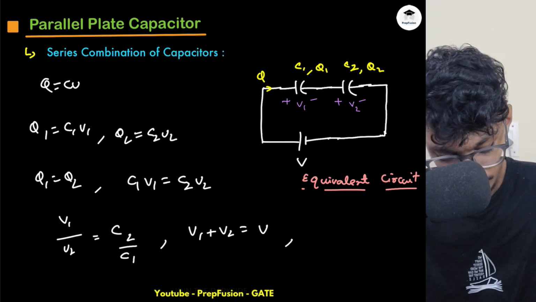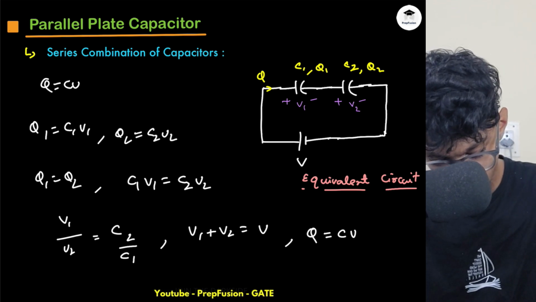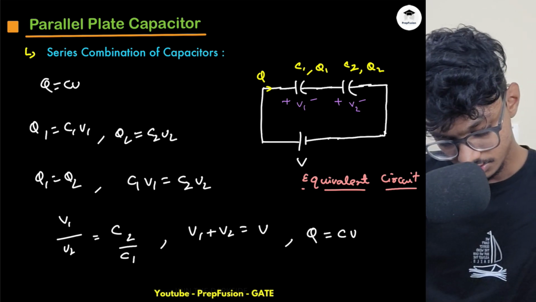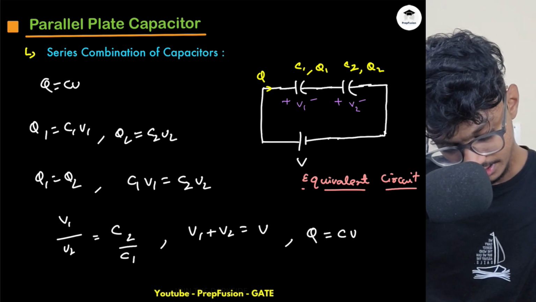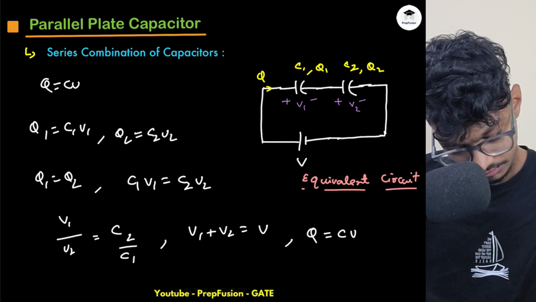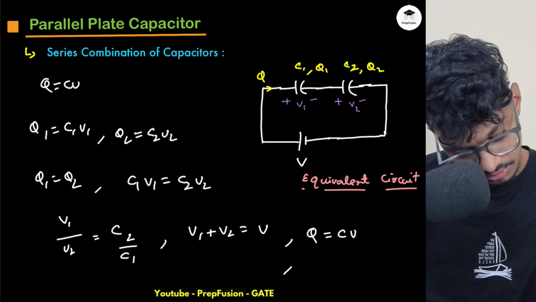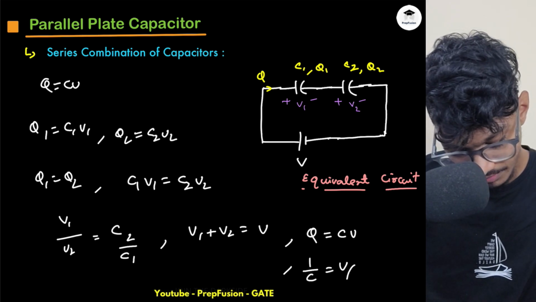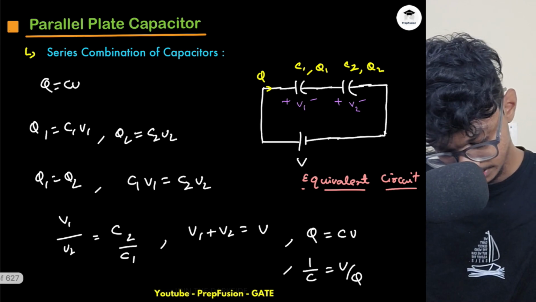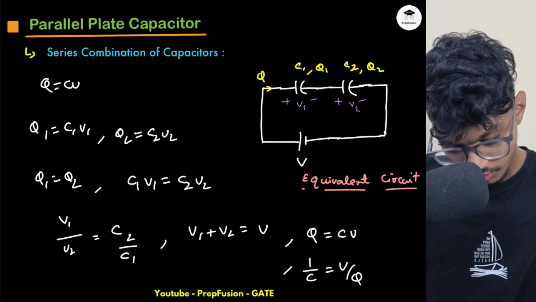So Q equals CV. I will make these ratios constant. If I divide the whole thing by C, what is the common thing here? Charge is the common thing, right? So 1 by C equals V by Q. So what is V by Q basically? 1 by C is V by Q.